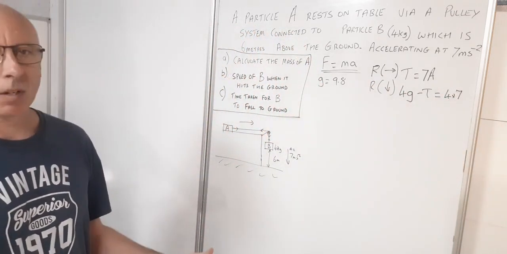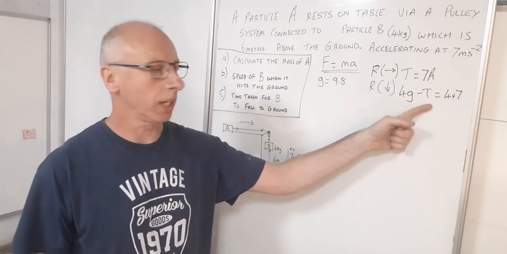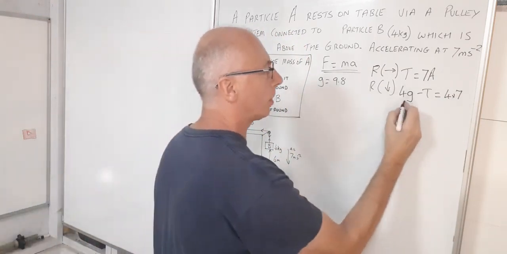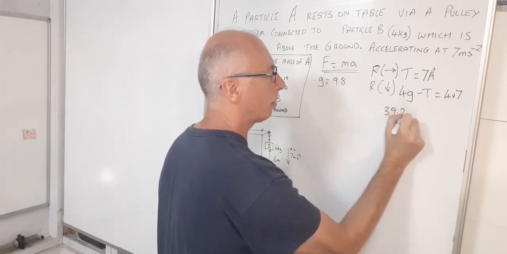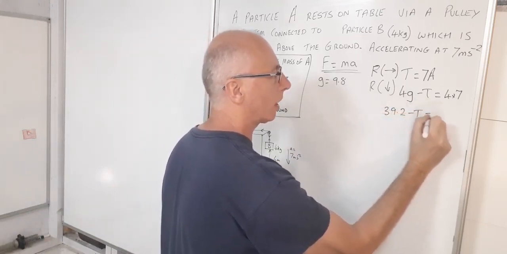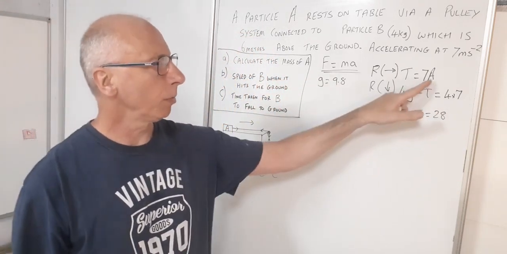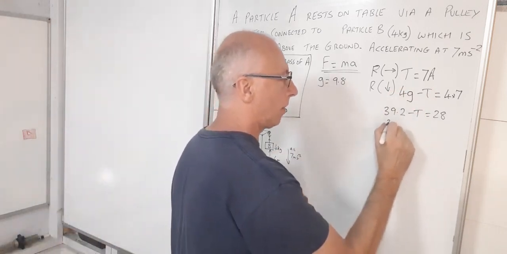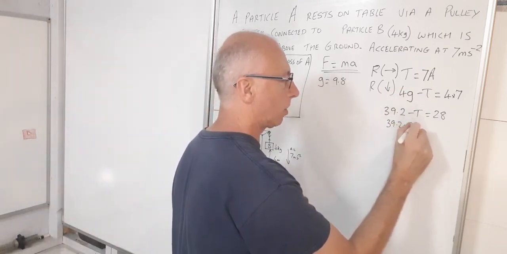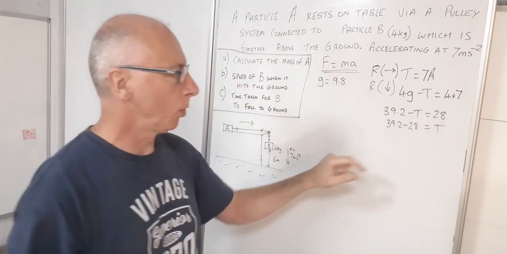Okay, so as G has a value, we can solve for T inside here. So if G equals 9.8, 4 of those is 39.2 minus T equals 28. And then solve for T, and then we can plug that into here and get A. So we'll have 39.2 minus 28 equals T. So T is 11.2.